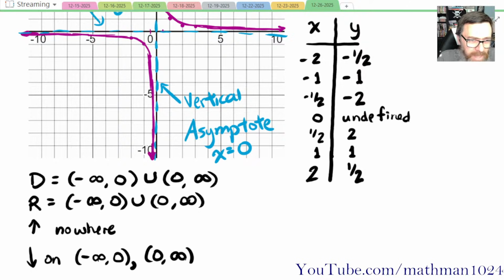And the reason we can't put a union symbol is because when we talk about where are we increasing and decreasing, we have to think about one interval at a time. So it's decreasing when I go from negative infinity to 0. Set that aside. And then it's decreasing again from 0 to infinity.